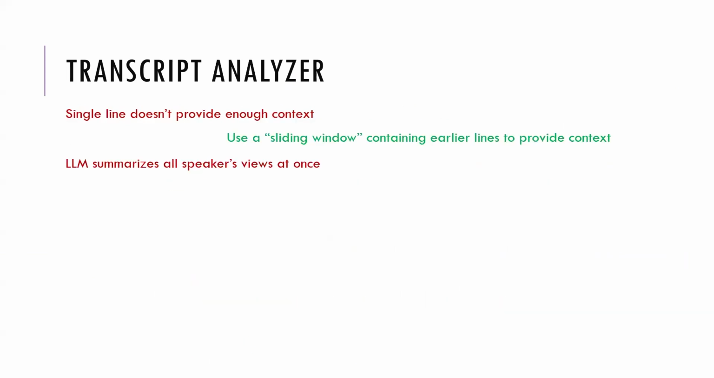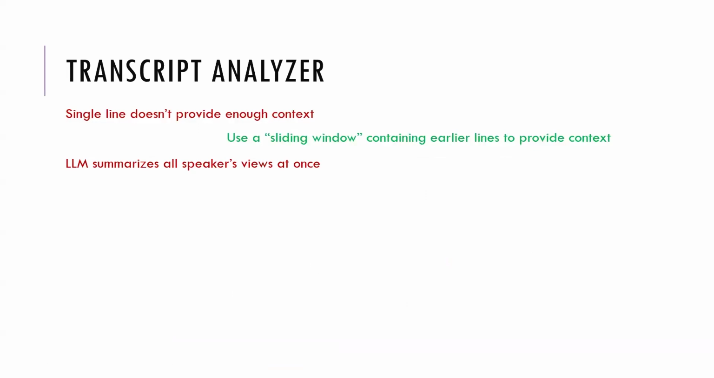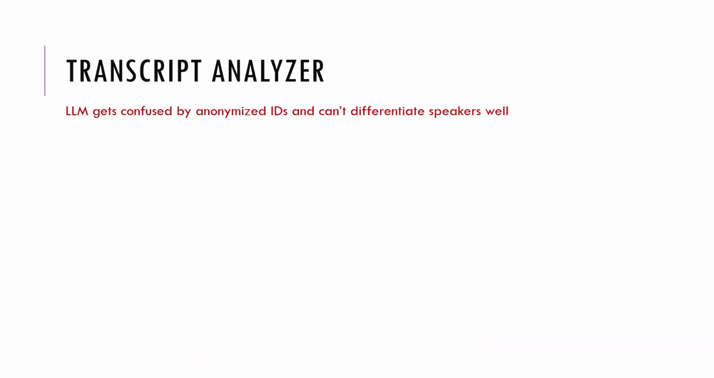Okay, so maybe I will just mention one interesting problem that we faced when using GPT to analyze transcripts. So the transcripts look like these. They were anonymized transcripts. Okay, and we were interested in knowing what each participant's concerns were about different kinds of alternative proteins, right? And so you might think this is a task that GPT would be great at, and that's true, it did quite well, but one interesting thing that we found was that it got confused by the anonymized IDs, right?